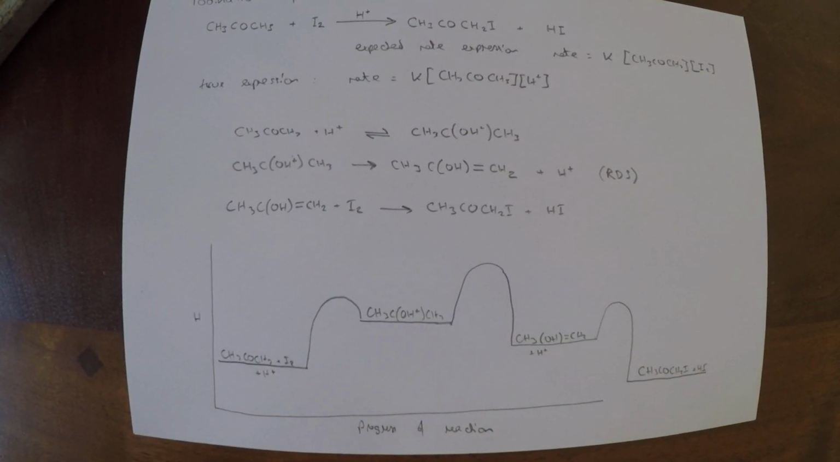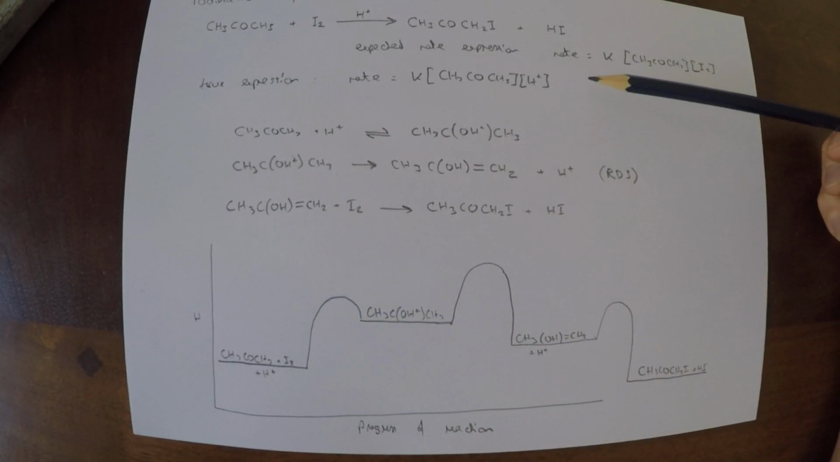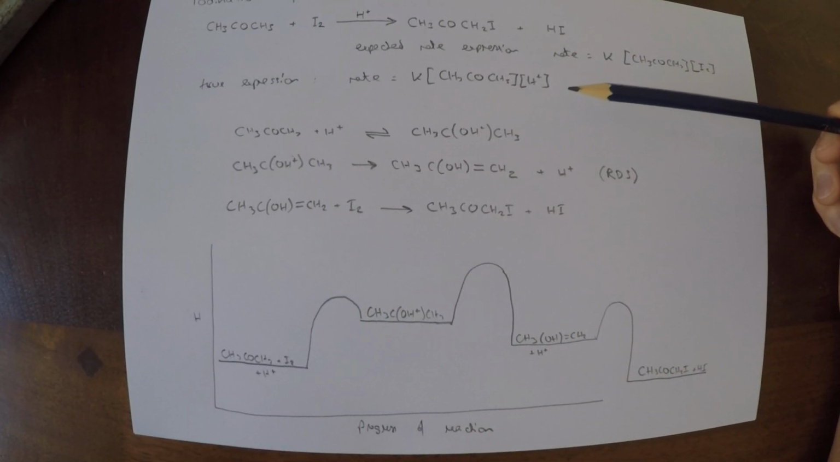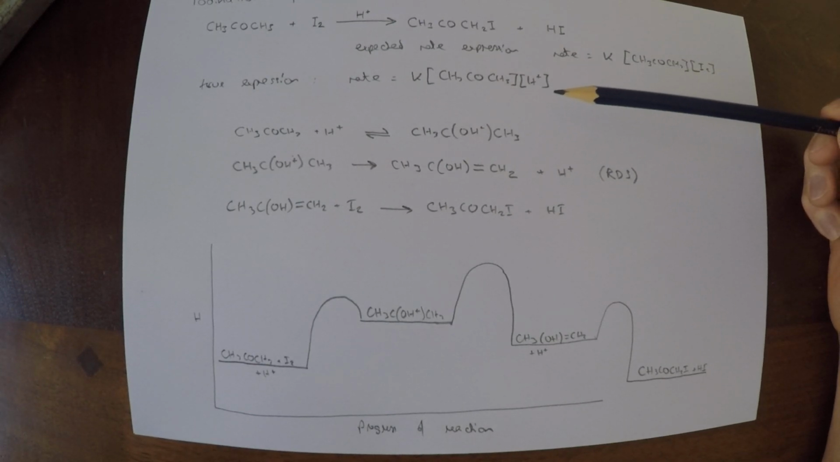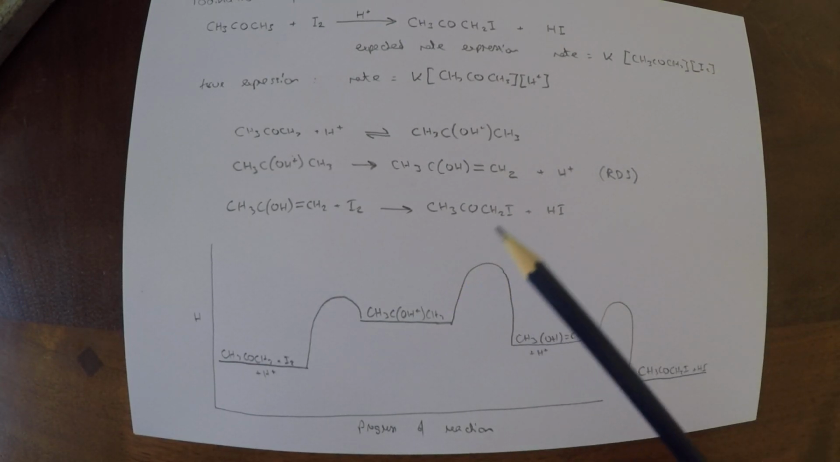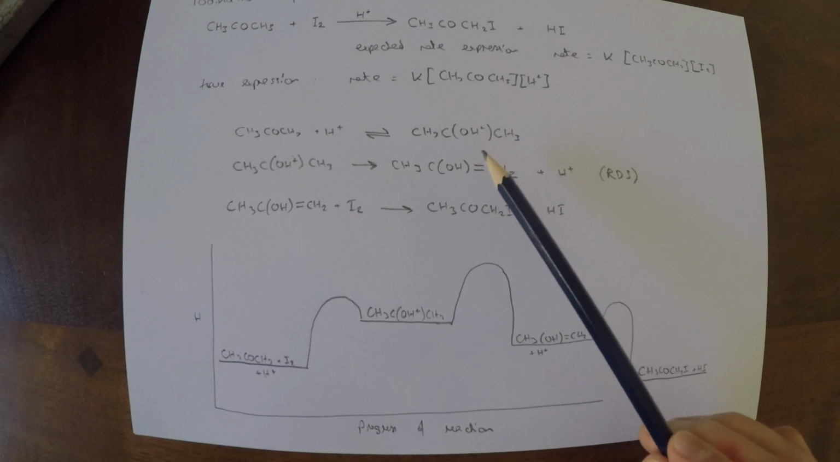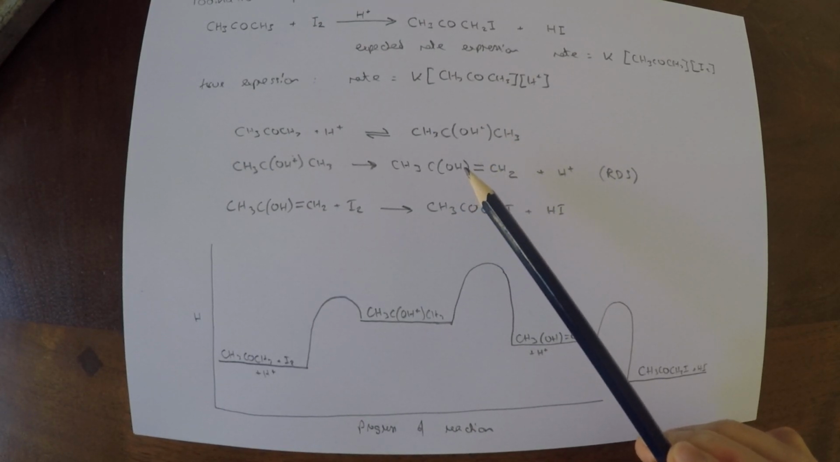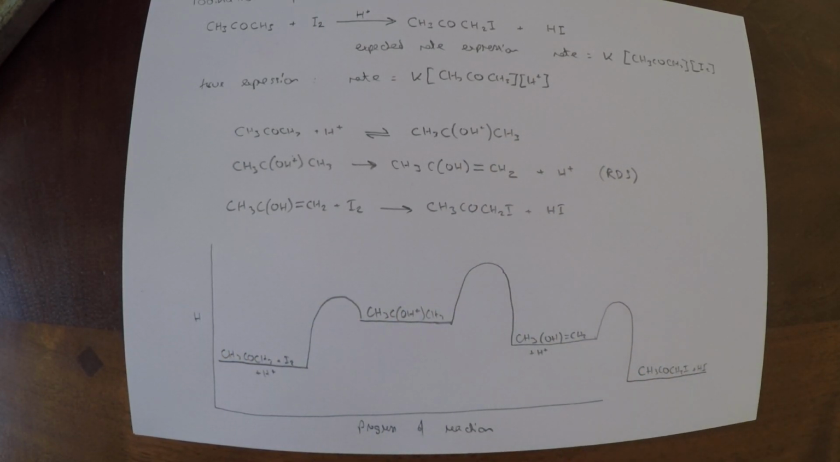The only way to confirm whether this is actually the correct mechanism would be to isolate one or both of these intermediates in order to verify that this is indeed the pathway that this reaction is following. So although this mechanism does support the observed rate expression, the only way to confirm whether this is the true mechanism or not would be to isolate one or both of these two intermediates in order to prove that the reaction is indeed following this path.